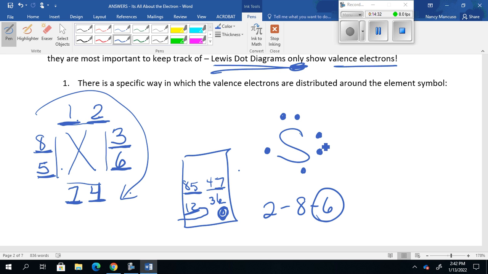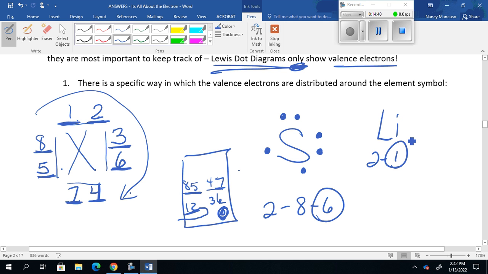All right, let's say I have lithium. Lithium is 2-1. So there's only 1 valence, 1 dot. Boom, done. That's it. That's all I need to draw.